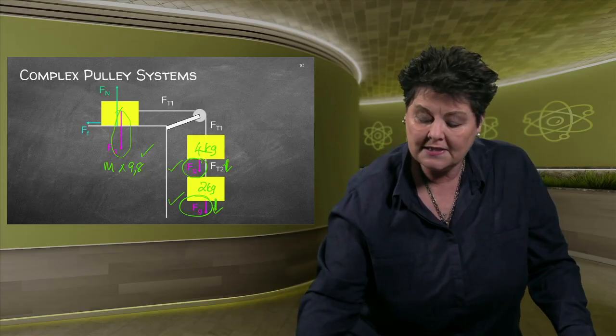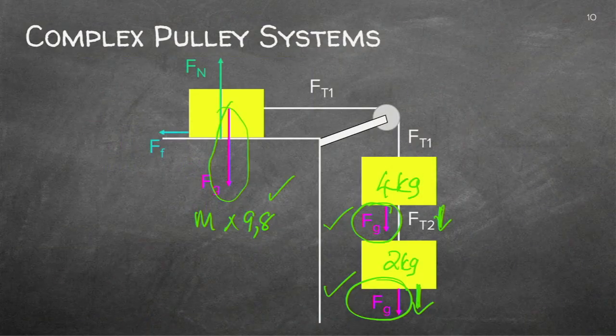Now, in this system, we've got cables pulling. Interesting, I often find people thinking that this cable has got a different strength to that one. The tension will be exactly the same in any part of any cable or string. So I've got T1 there and I've got T2 here.